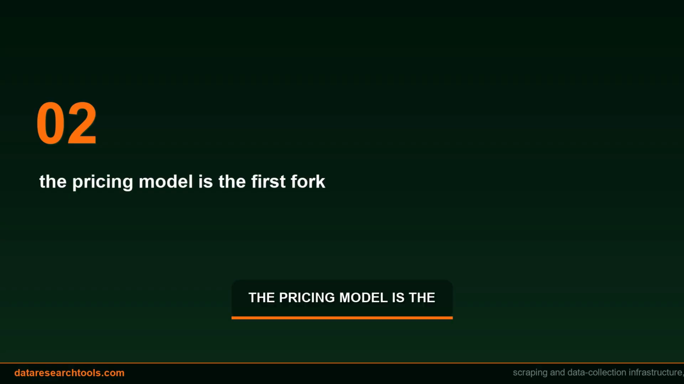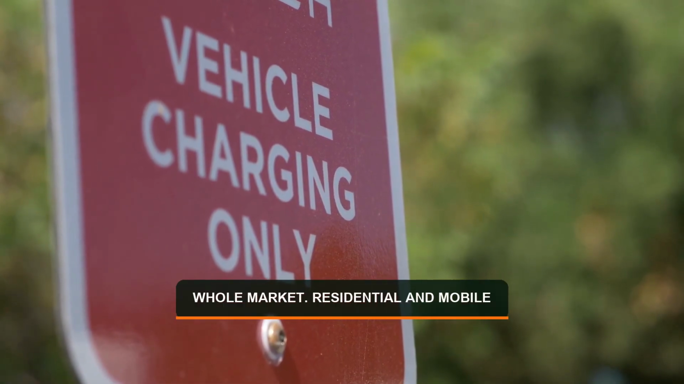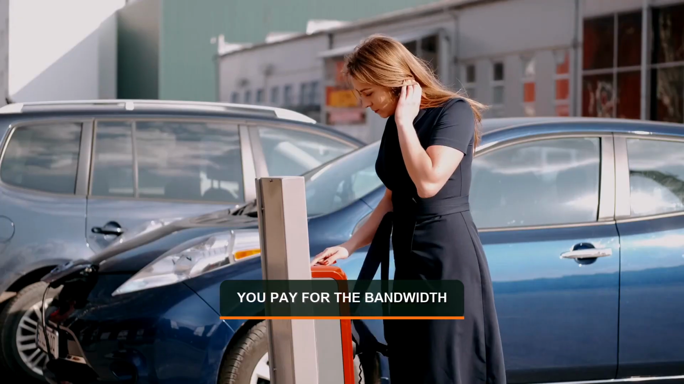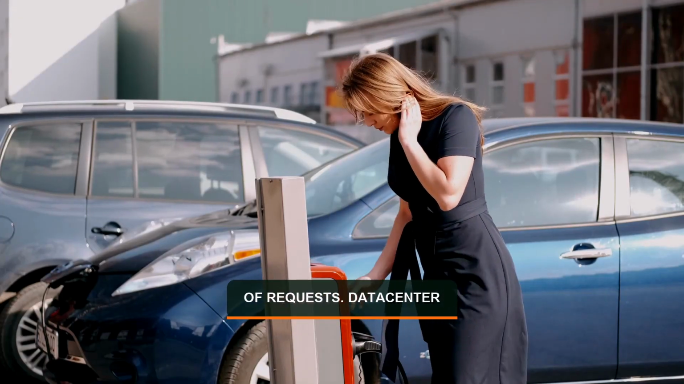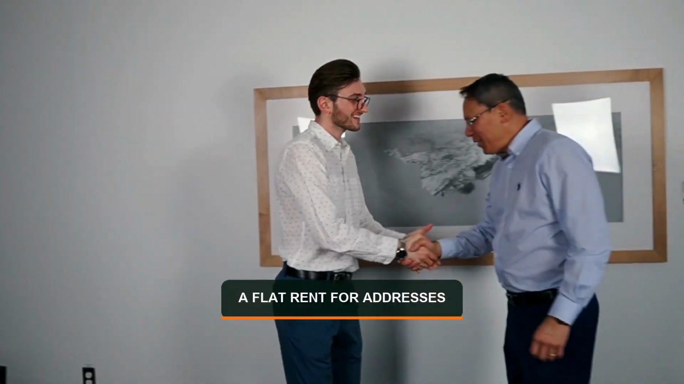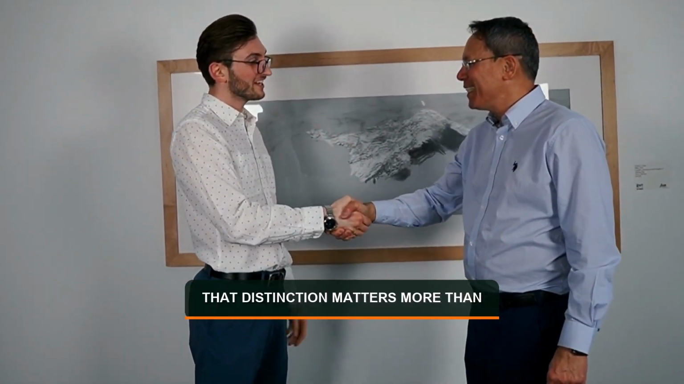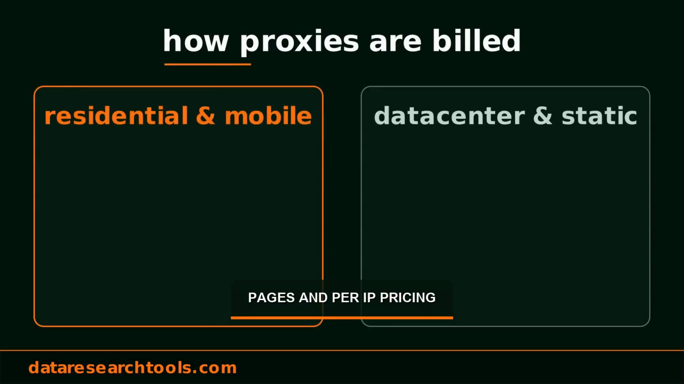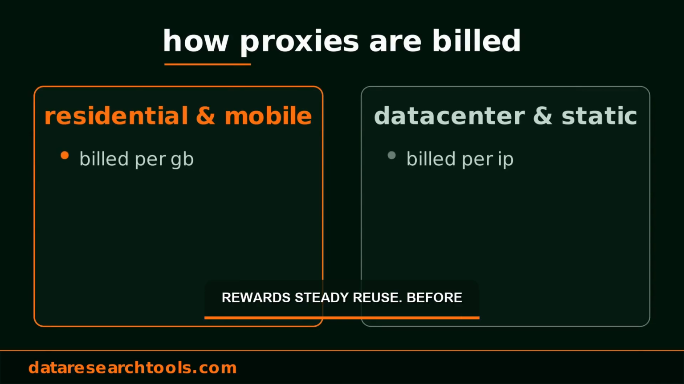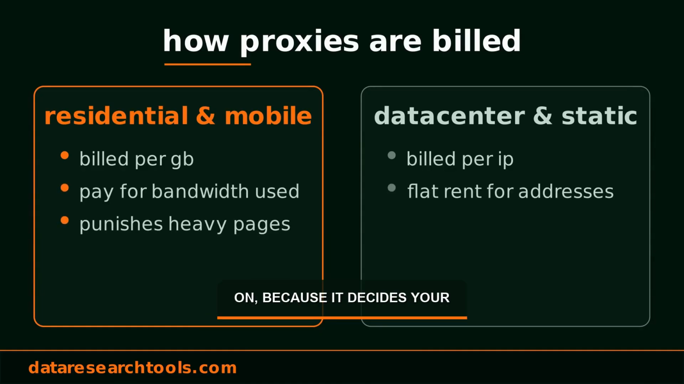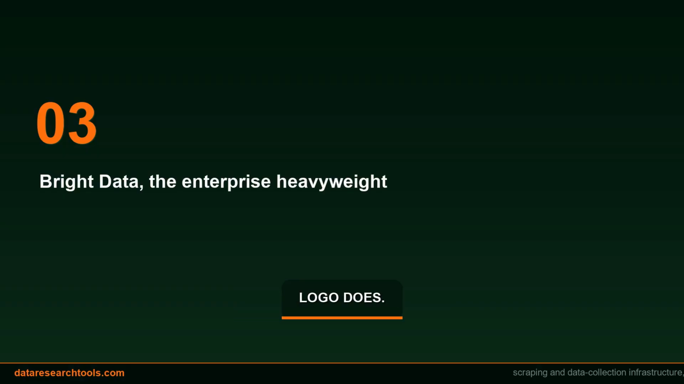The pricing model is the first fork. The first real difference is how they charge you, and it splits the whole market. Residential and mobile pools are almost always billed per GB, meaning you pay for the bandwidth you pull, not the number of requests. Data center and static pools are more often billed per IP, a flat rent for addresses you hold. That distinction matters more than any feature, because per GB pricing quietly punishes heavy pages and per IP pricing rewards steady reuse. Before you compare success rates, understand which meter you are standing on, because it decides your bill far more than the logo does.